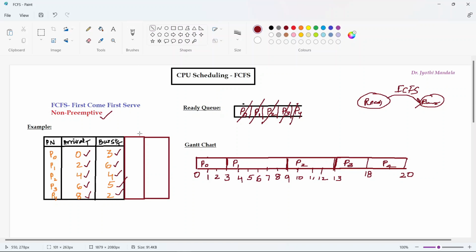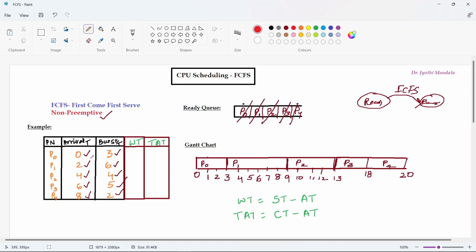In the last class we already learned about the formula for the waiting time and turnaround time. Do you remember that one? If you want, I'll write the formula here. Waiting time is equal to start time minus arrival time, and turnaround time is equal to completion time minus arrival time.